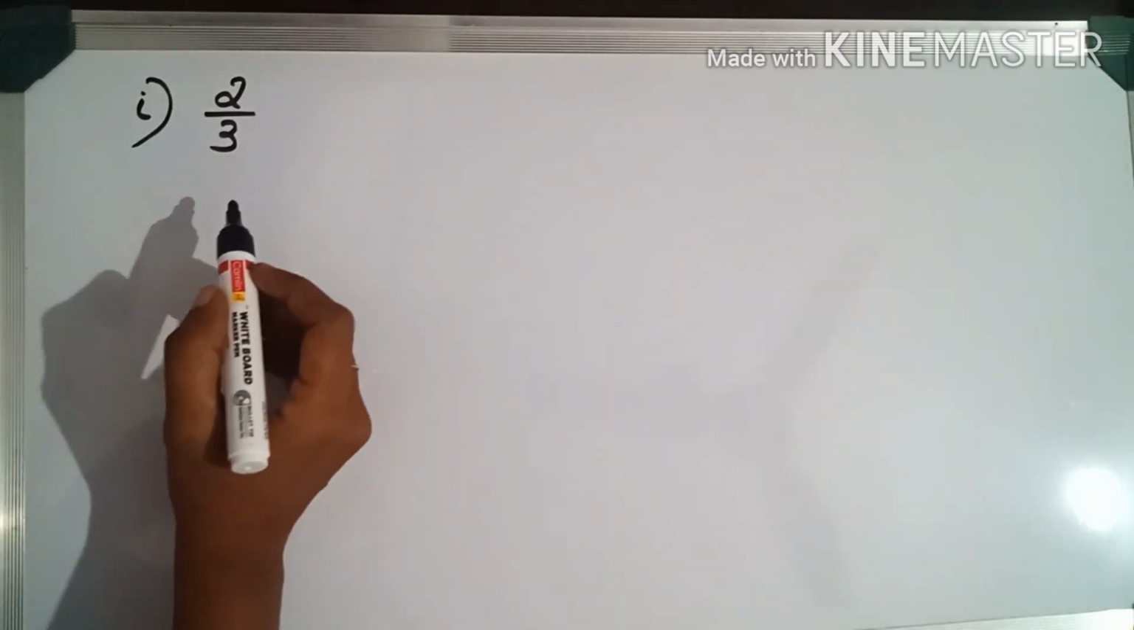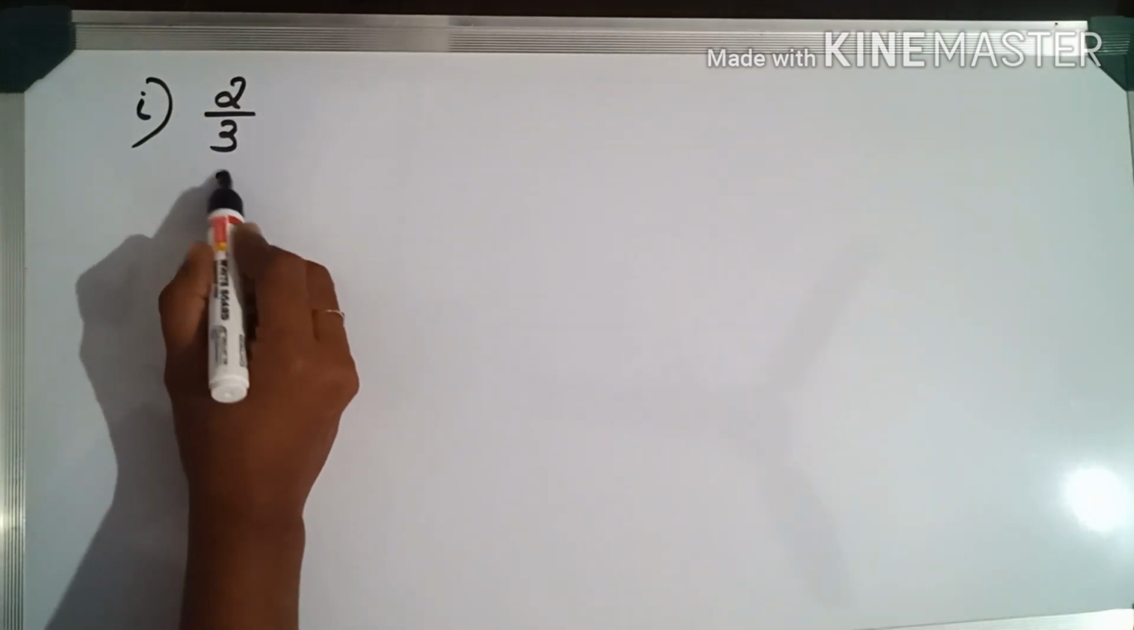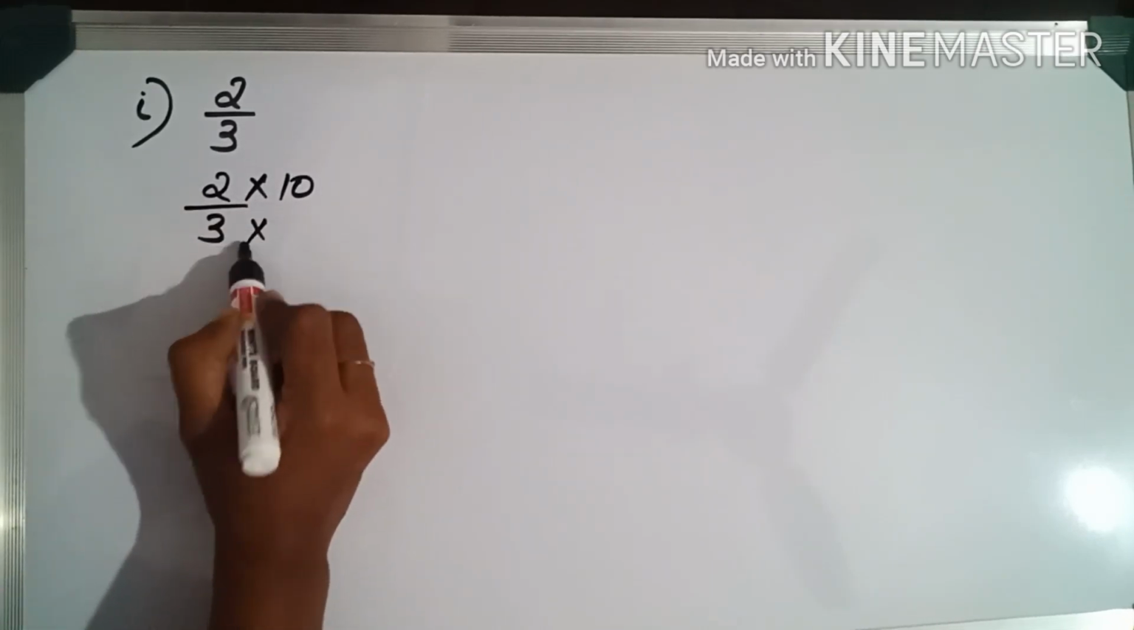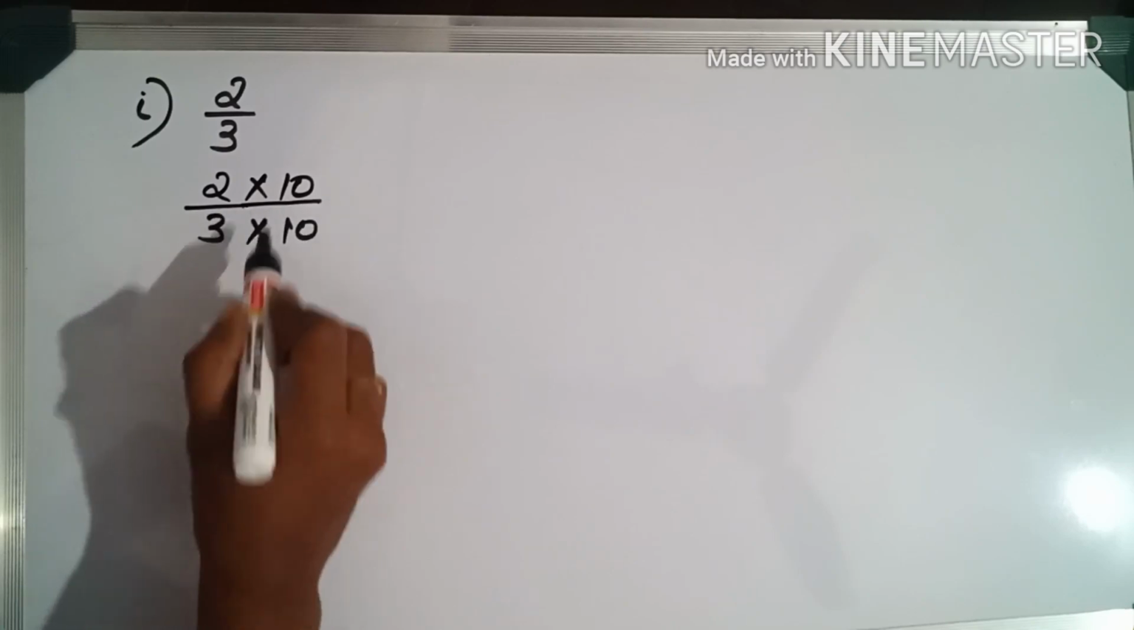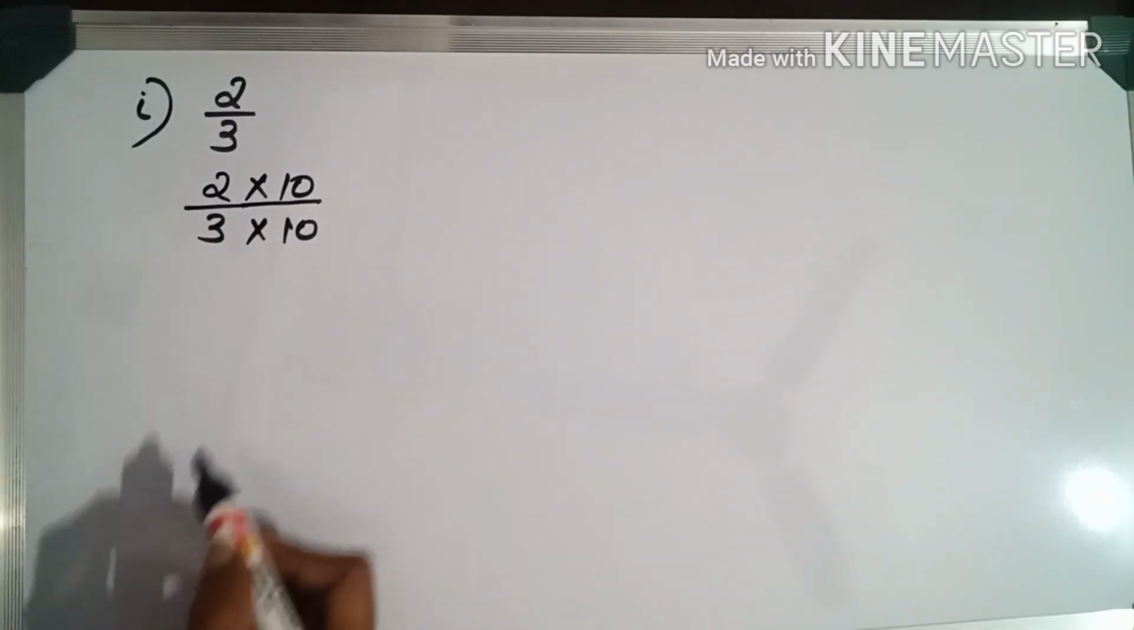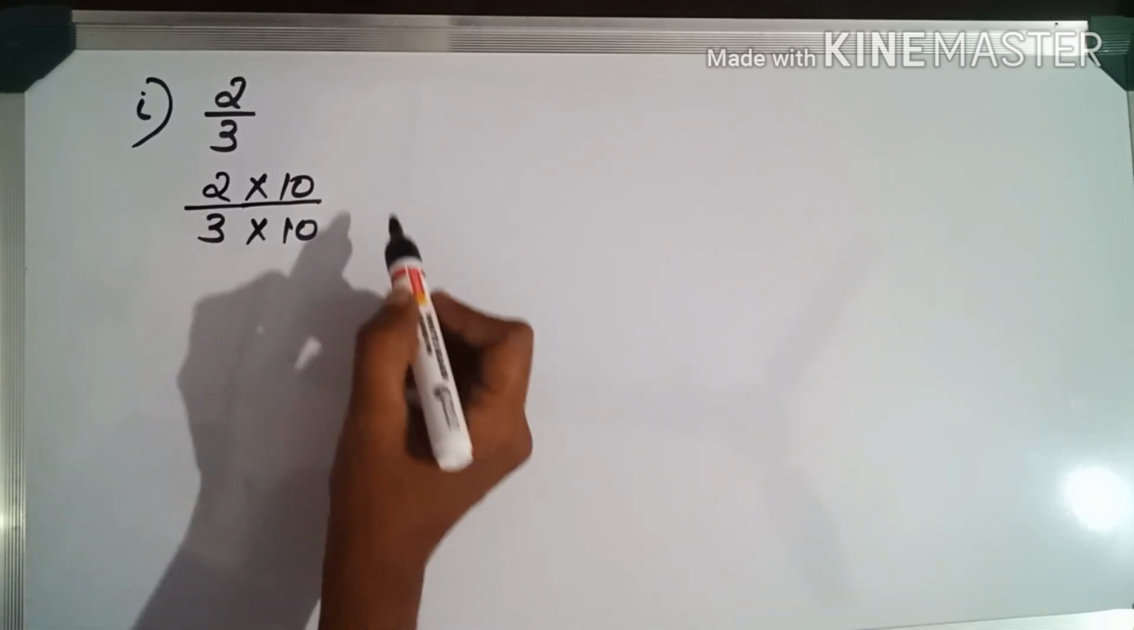So first step is 2 by 3, that is 2 by 3 into 10 into 10. For the numerator and for the denominator, we need to multiply by 10. Okay, this is the first step. Getting closer and closer to 10, we are going to find first.